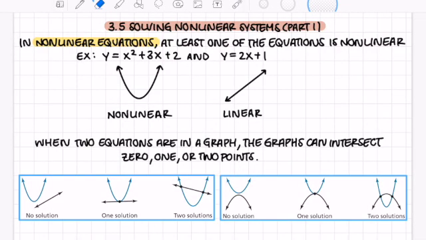Guys! So today we're going to be looking at Chapter 3, Section 5, Solving Nonlinear Systems, Part 1.